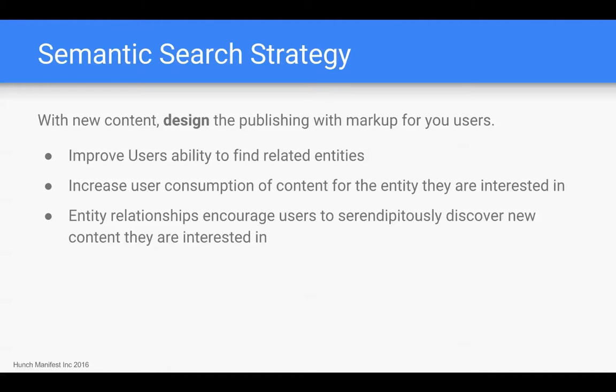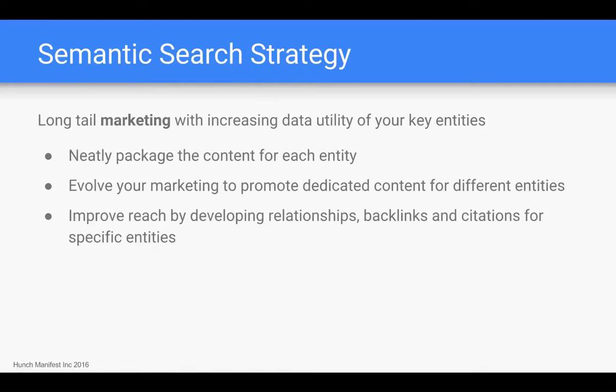So once you have your new content design, you can also go into a marketing angle. So in the long tail marketing, all of these key entities play a key role in the utility of being able to discover your content from Google search. Neatly packaging the content for each entity would mean having one page with almost all of that information for that entity in details on that page, along with the related links. Make it easy to navigate and involve your marketing to promote dedicated content for each of those key entities. Improve reach by developing relationships between the on-site pages, backlinks, and citations for specific entities.